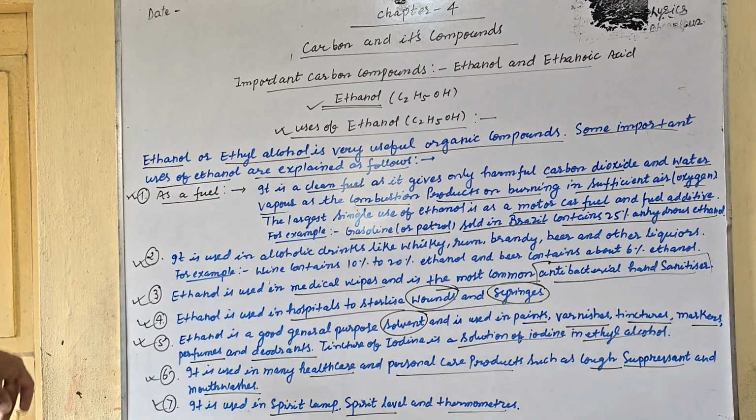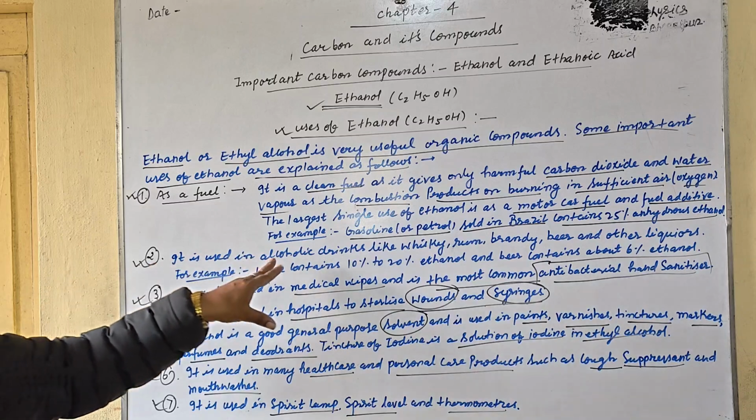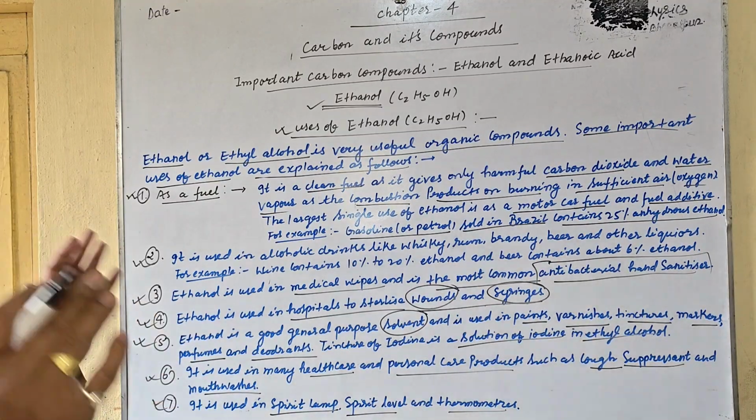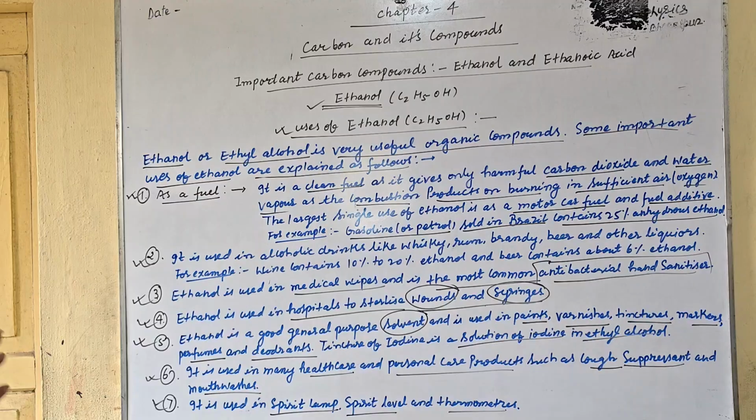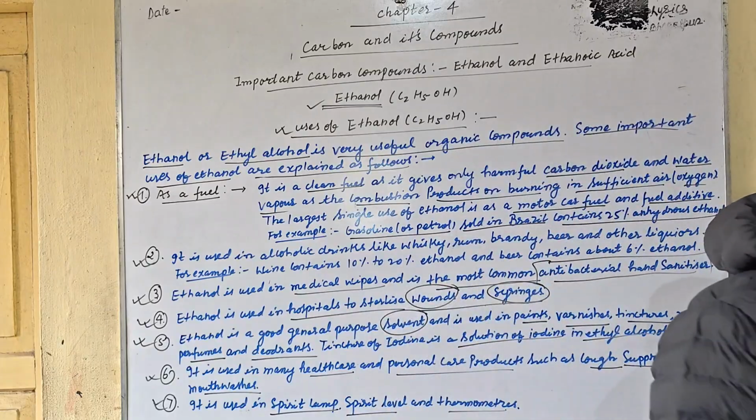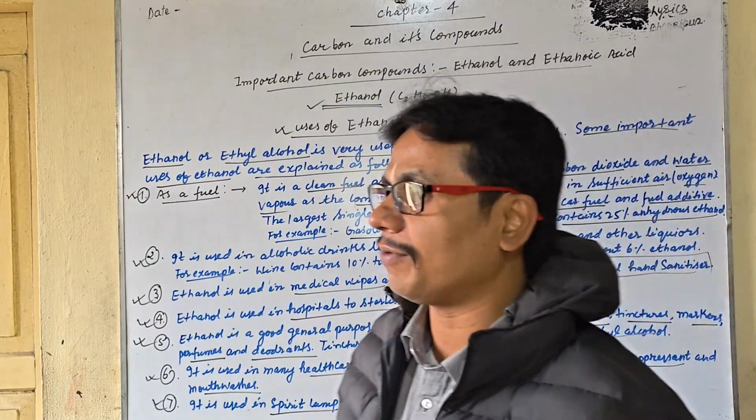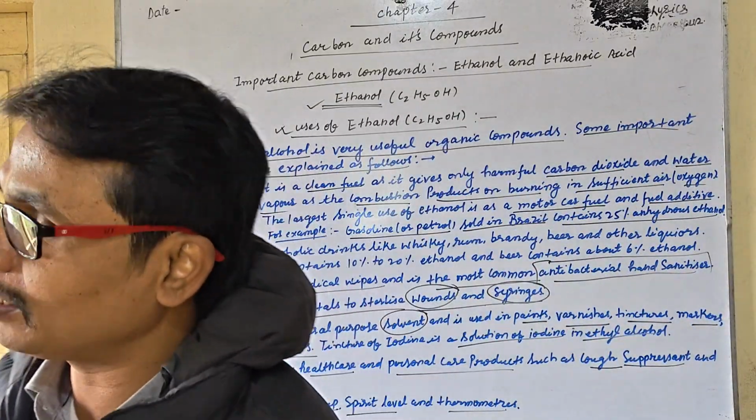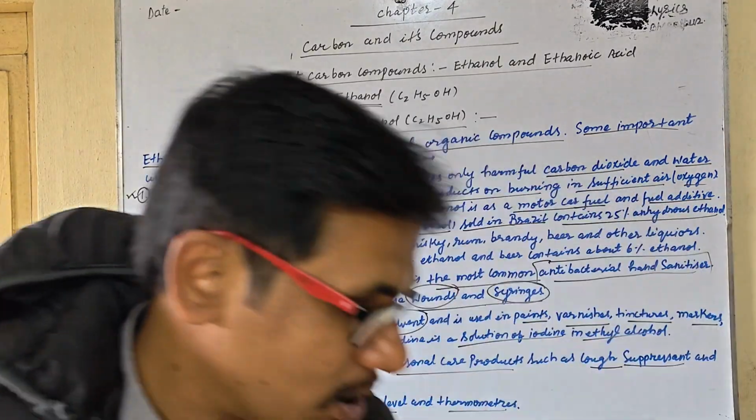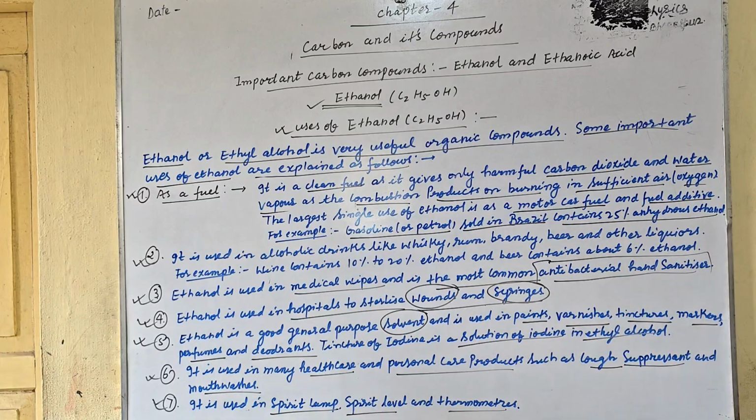So these are the uses: as a fuel, as alcoholic drinks, for medical purposes, in hospitals to sterilize wounds and syringes, as a general-purpose product in daily use, in healthcare and personal care products, and in spirit lamps and thermometers. I am giving these uses because a few questions come in the examination, as a few words are used in NCERT about ethanol. So this is all about the uses of ethanol.